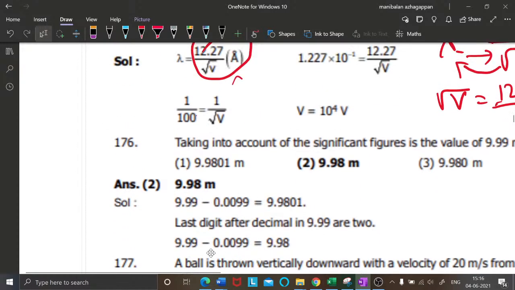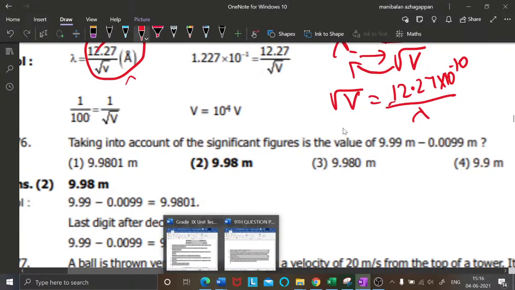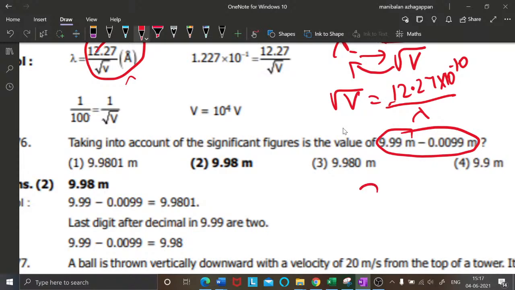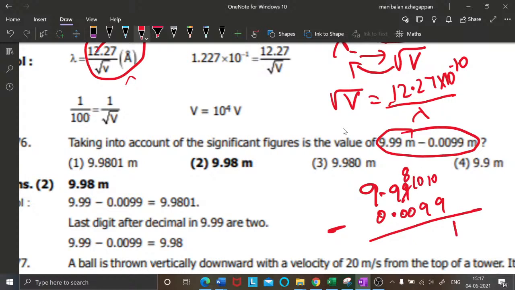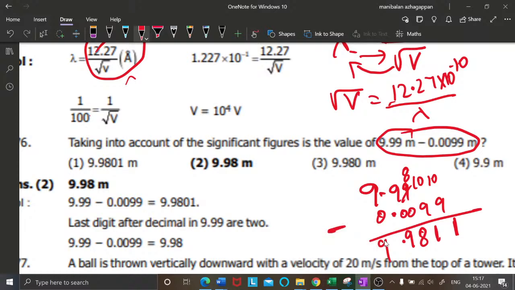The next thing is a very simple problem. We just subtract two numbers: 9.99 minus 0.0099. It looks simple, but it is not going to be simple. It is just a subtraction of two numbers. Doing the borrowing, the answer comes to 9.9801, this much.